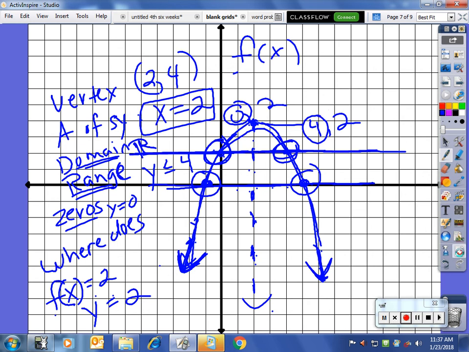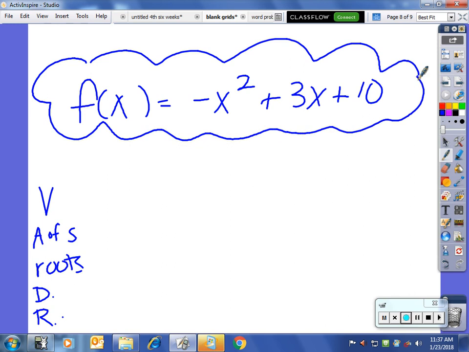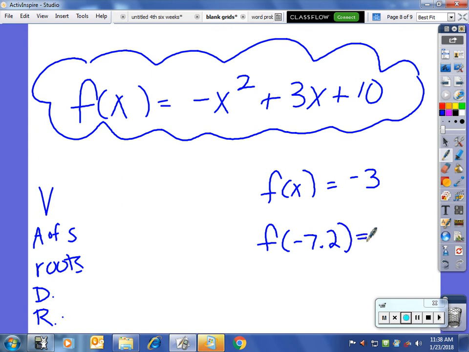Okay, now that's from a picture. Let's go through some. This is like what we did yesterday. You should be able to do all of these things with a function rule. I didn't give you a picture this time, I gave you the function rule. I want you to find vertex, axis of symmetry, roots, domain, and range. I want you to find when f of x equals -3, and I want you to find f of -7.2. I'm going to pause while you guys work on all those things. This is everything you should know how to do with a quadratic function as of right now.